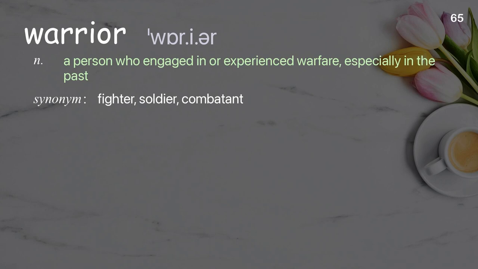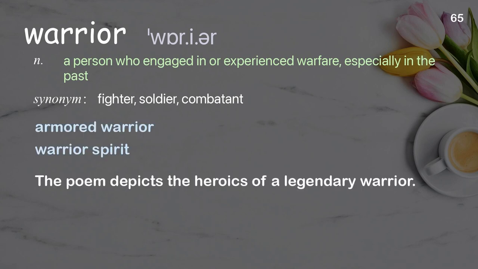Warrior. A person who engaged in or experienced warfare, especially in the past. Examples: armored warrior, warrior spirit. The poem depicts the heroics of a legendary warrior.